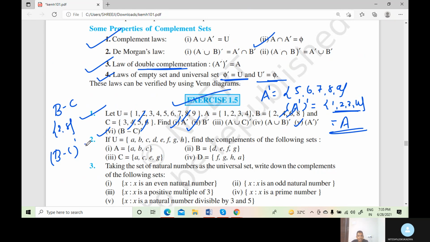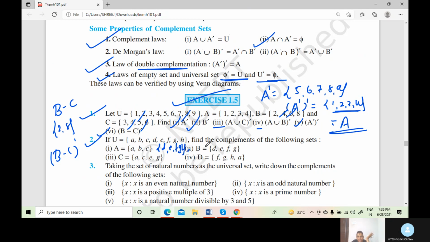Now we discuss the second question. Here the third and fourth remain to be discussed in the next lecture, because it is called De Morgan's law. We discuss it in the next lecture. But in this lecture we discuss only the complement topic. Universal set: A, B, C, D, E, F, G, H. First, A equals A, B, C. Cancel, so the remaining elements are D, E, F, G, H.